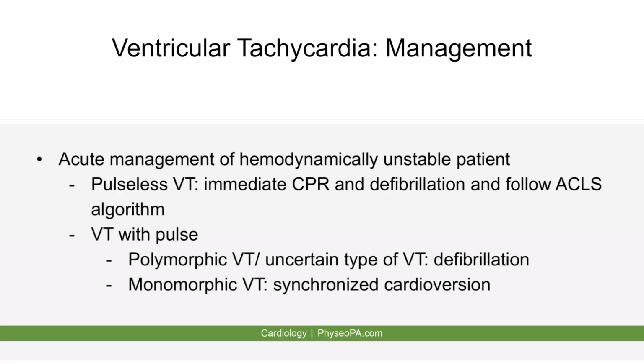The first step in assessing a patient with ventricular tachycardia is to check if they are hemodynamically stable or not. If the patient is hemodynamically unstable, we check for a pulse. When there is no pulse, the patient has pulseless VT, which needs immediate CPR and defibrillation based on the advanced cardiac life support algorithm. However, if the patient is unstable but has a pulse, the next step is to determine if it is polymorphic or monomorphic VT on ECG. In polymorphic VT, we defibrillate the patient, but in monomorphic VT, we do synchronized cardioversion. If there is uncertainty regarding the morphology of VT, we defibrillate the patient.